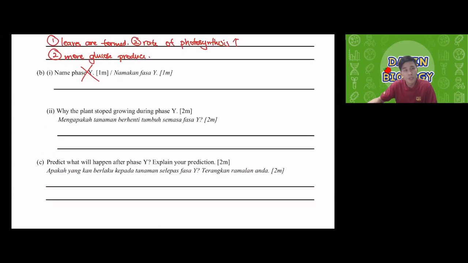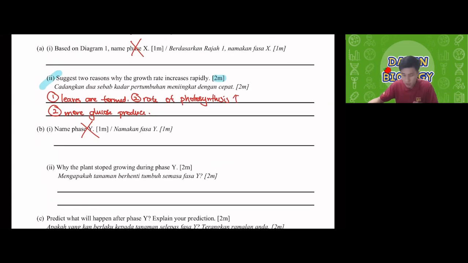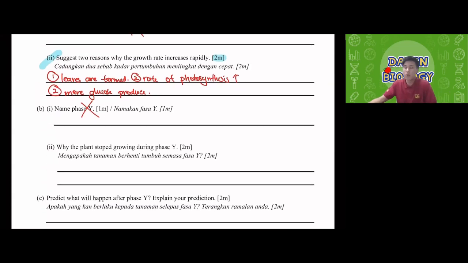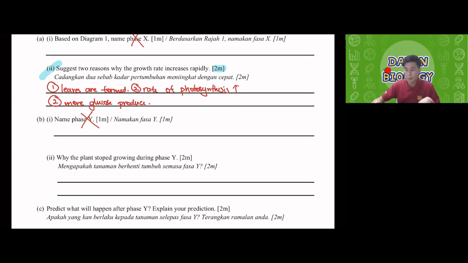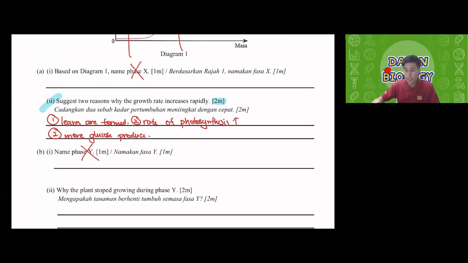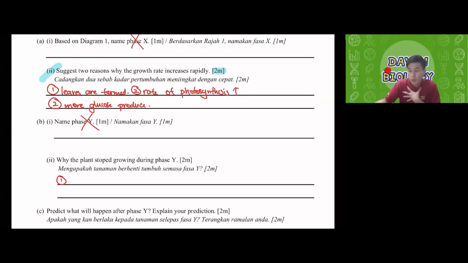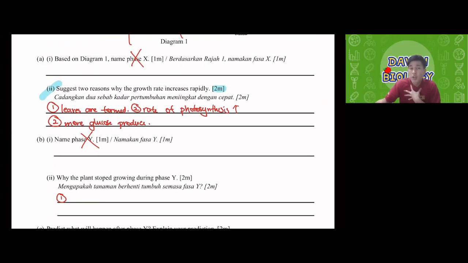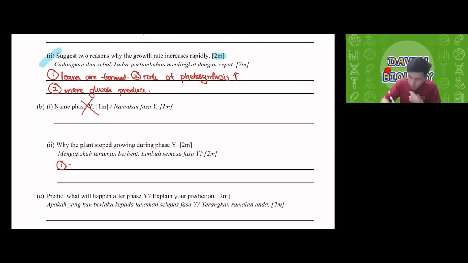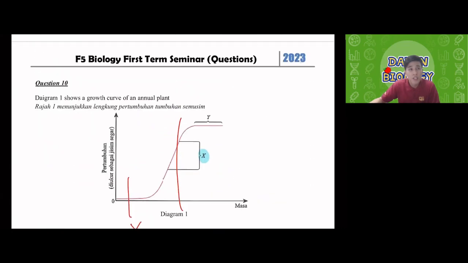Okay, then we continue to do here, B2. So A1, B1, we just ignore these two. Now, why do plants stop growing during phase Y? Just like a human, why at a certain age will we stop growing? Because we have reached maturity, correct? The plant reaches maturity. Then what else can we say?